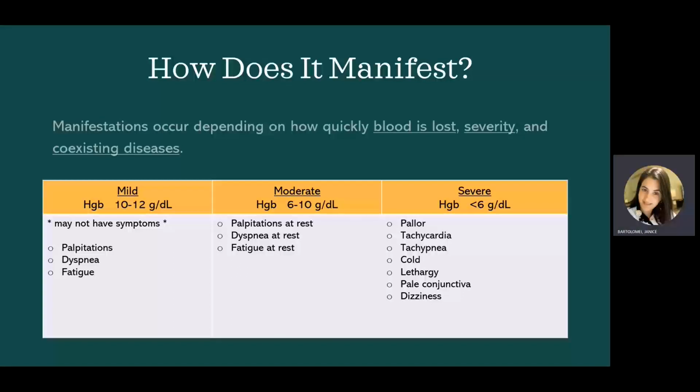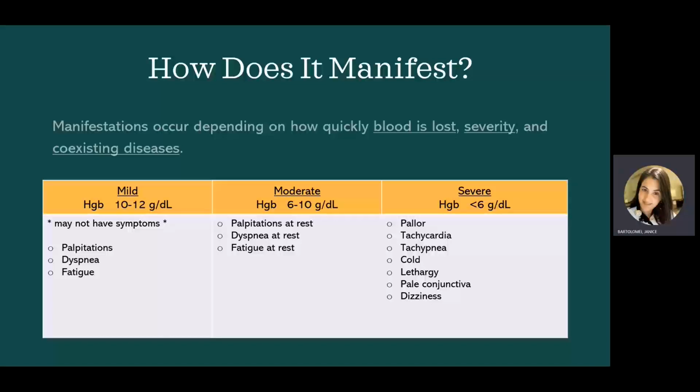There are three different levels: mild, moderate, or severe. Hemoglobin from 10 to 12 is mild, 6 to 10 moderate, and less than 6, you're talking about severe anemia. Now, I do want to tell you that some people might experience moderate symptoms at a hemoglobin of 10 or 11. Again, it depends on what their body's doing. In addition, someone might have some mild anemia and they might not even have any symptoms. They might not even know that they have anemia.